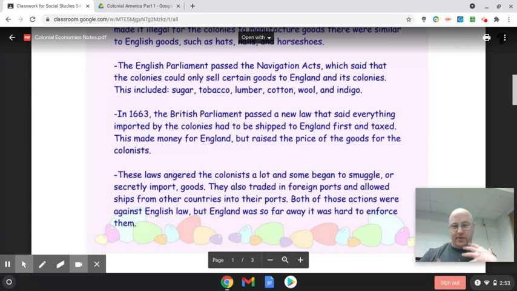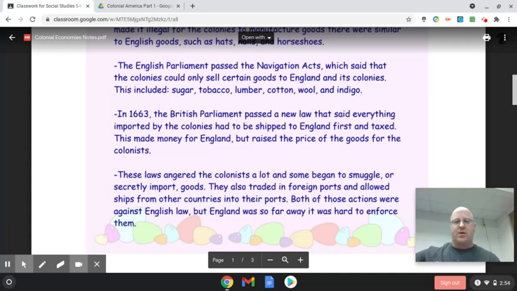So far, England is really starting to make their colonists upset, limiting what the colonies can make, limiting who they could trade with, and then now charging this tax called the duty. So in this last paragraph here, it says these laws angered the colonists a lot, and some began to smuggle or secretly import goods, which was illegal. They didn't want to send these goods to England first and pay that tax. They said, we're just going to forget about that, and we'll just bring them here anyways and not go pay that tax. They also traded in foreign ports.